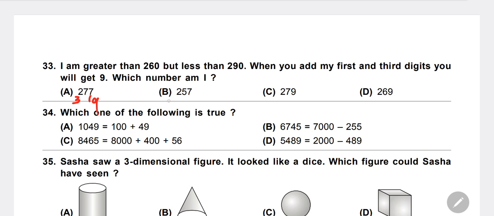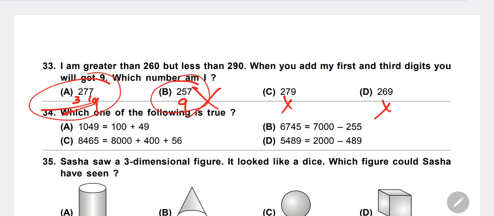Okay, so maybe this will be the answer. 2 plus 7 is 9. Maybe this also. 9 plus 2 is 11. No, this is not. So we skip these two. We have only 2. So when you add first and third digit. Okay, got it. Now the number is greater than 260. So is this greater than 260? No. So this is also not the answer. This one is our answer.